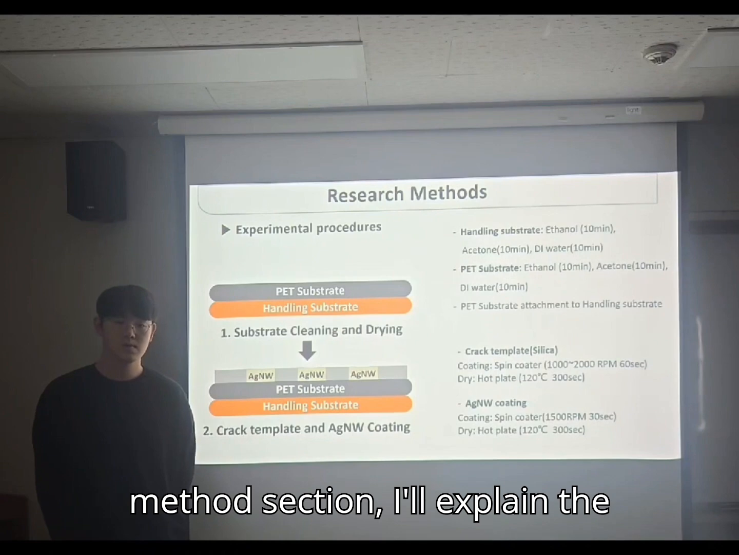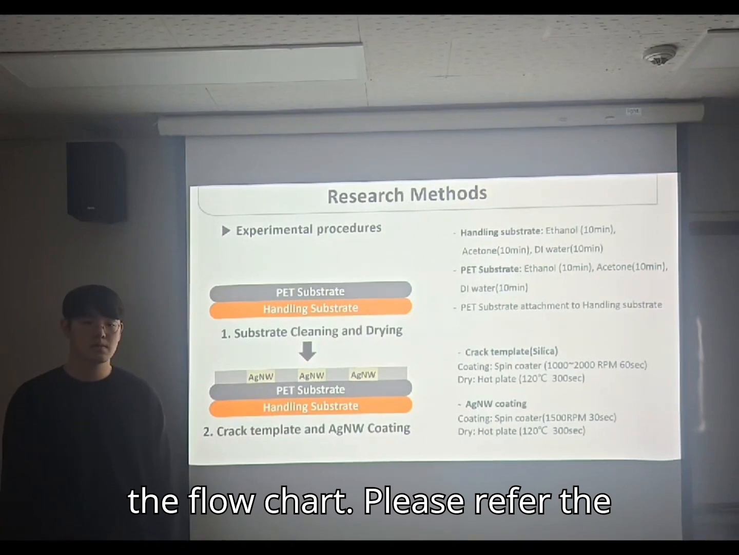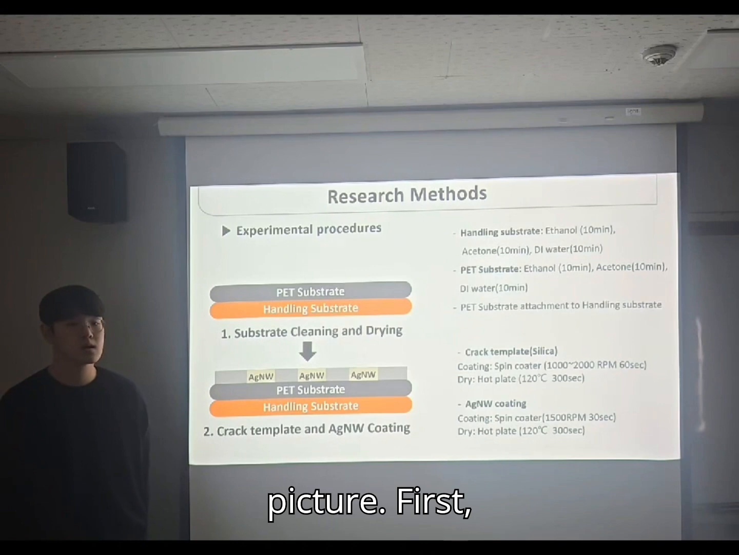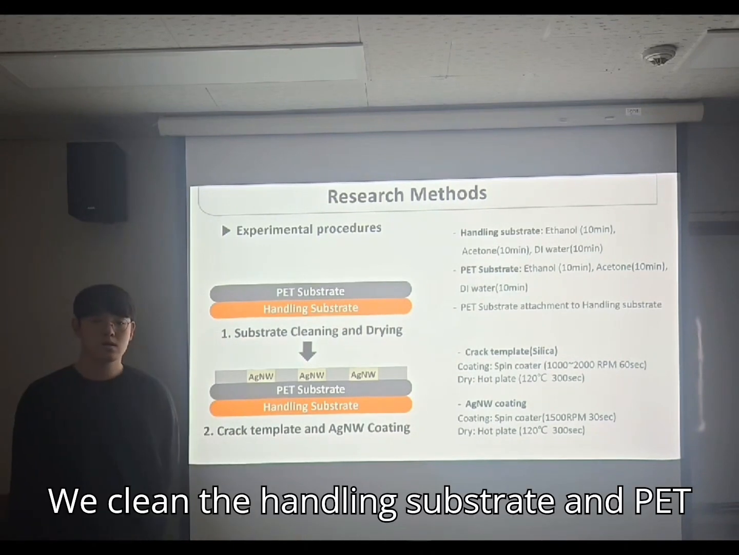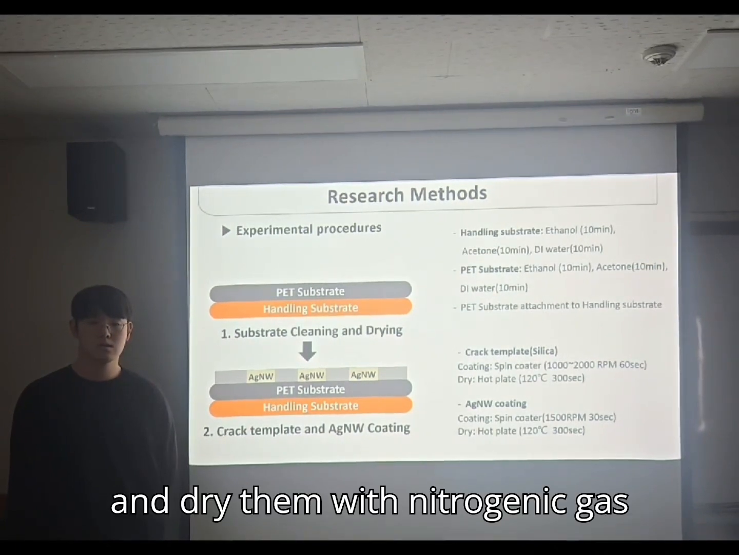In the research method section, I will explain the experimental procedure. Let me explain the process flowchart. Please refer to the detail of the process next to the picture. First, we clean the handling substrate and the PET substrate using an ultrasonic cleaner and dry them with a nitrogen gas gun.